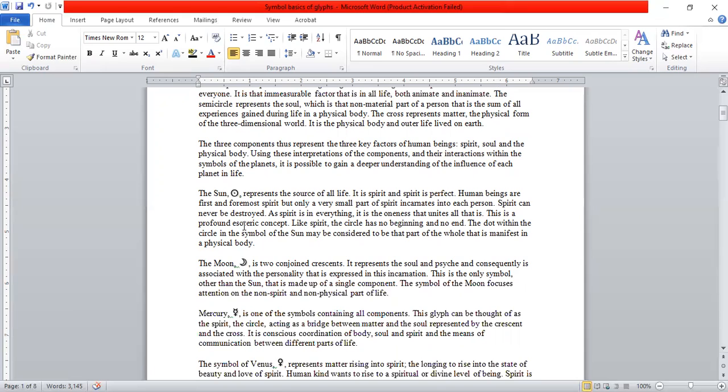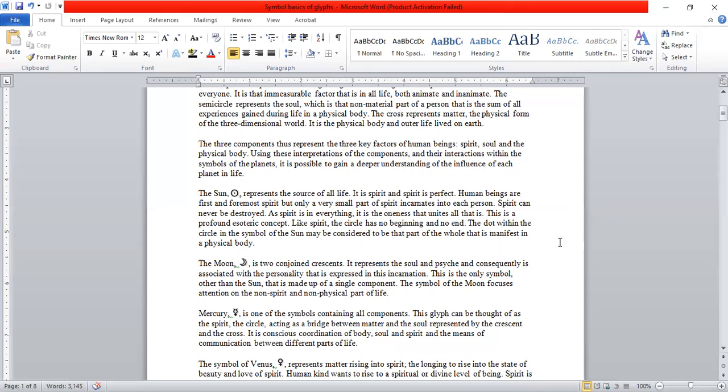So the sun represents the source of all life. It is the spirit, and spirit is perfect. Human beings are first and foremost spirit, but a very small part of spirit incarnates into each person. Spirit can never be destroyed, as spirit is in everything. It is the oneness that unites all that is. This is the profound esoteric concept.